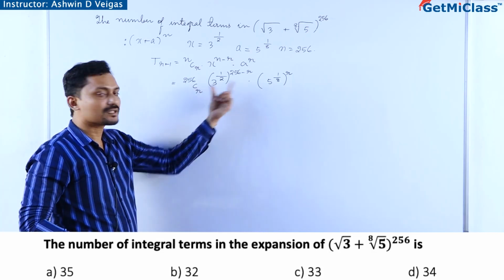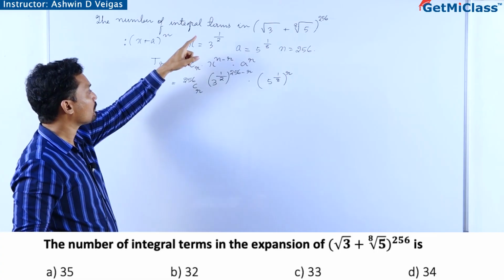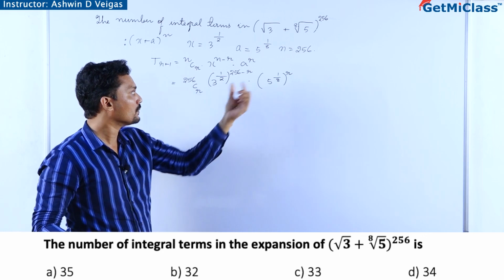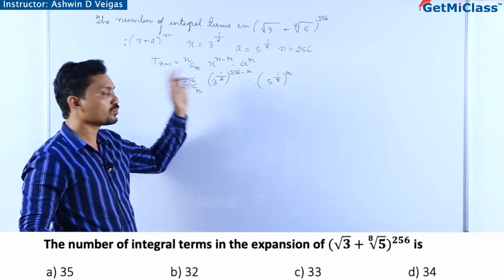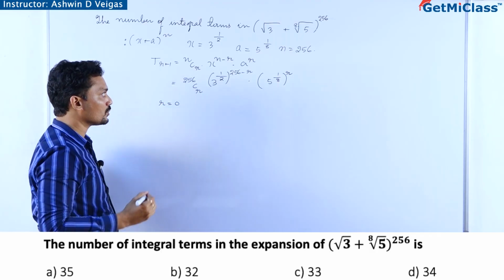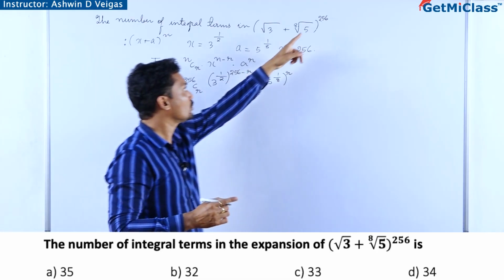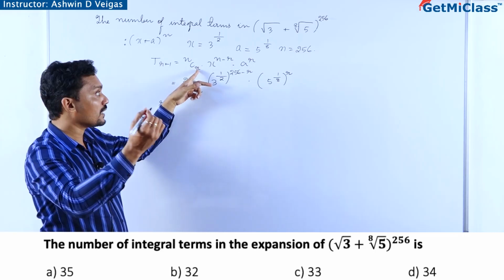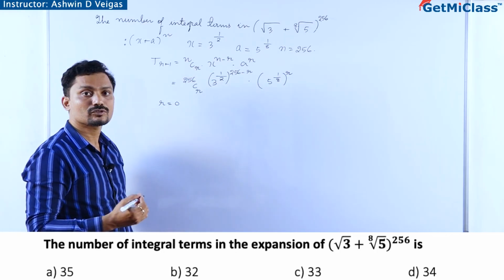Now, what does this represent? This represents the general term in the expansion. Since the power is 256, there will be 257 terms which have this form. Now, in that we have to find how many terms are integers, that is without roots. The value of r starts from 0 up to 256, because when you do the expansion, the first term is nC0 and the last term is nCn, where n is 256.